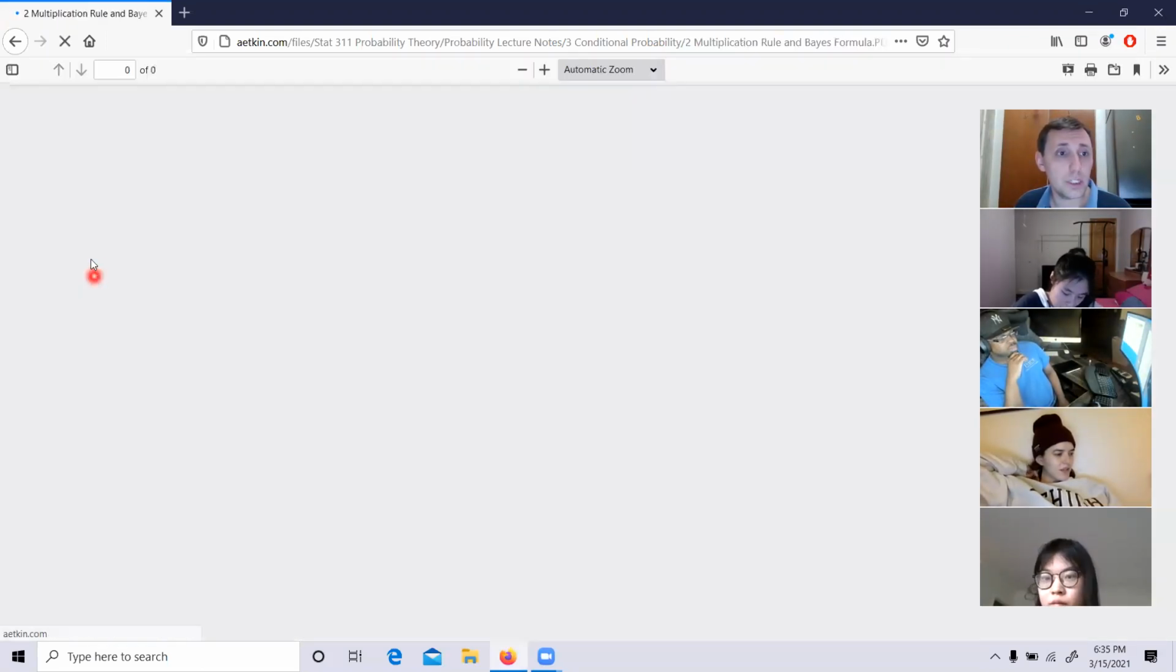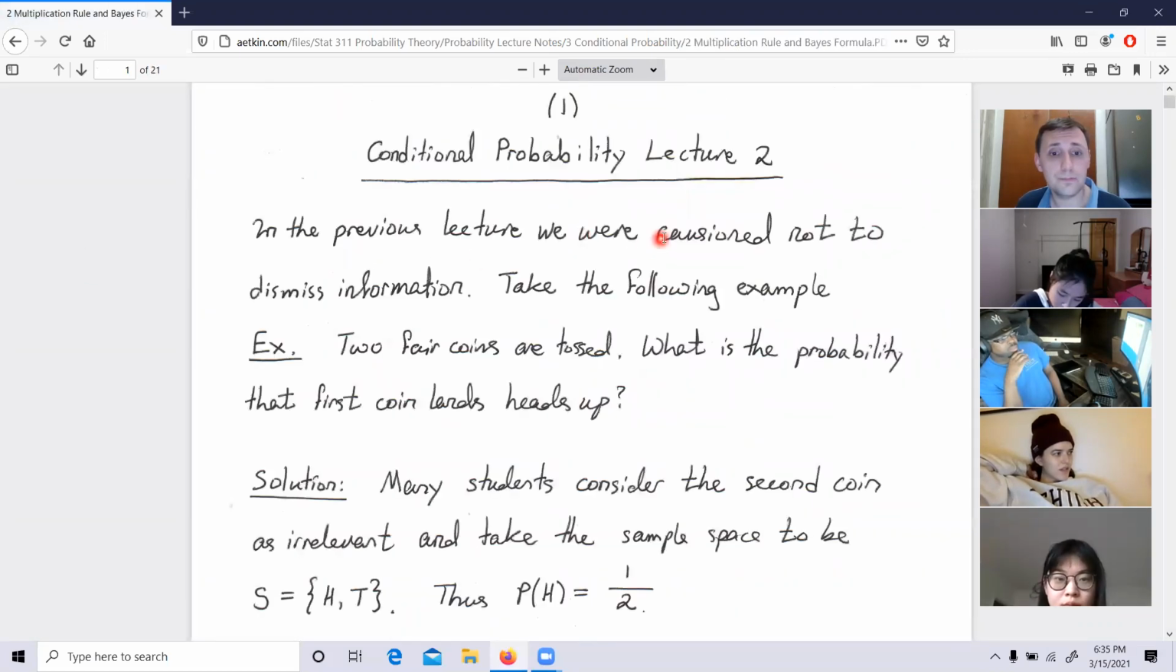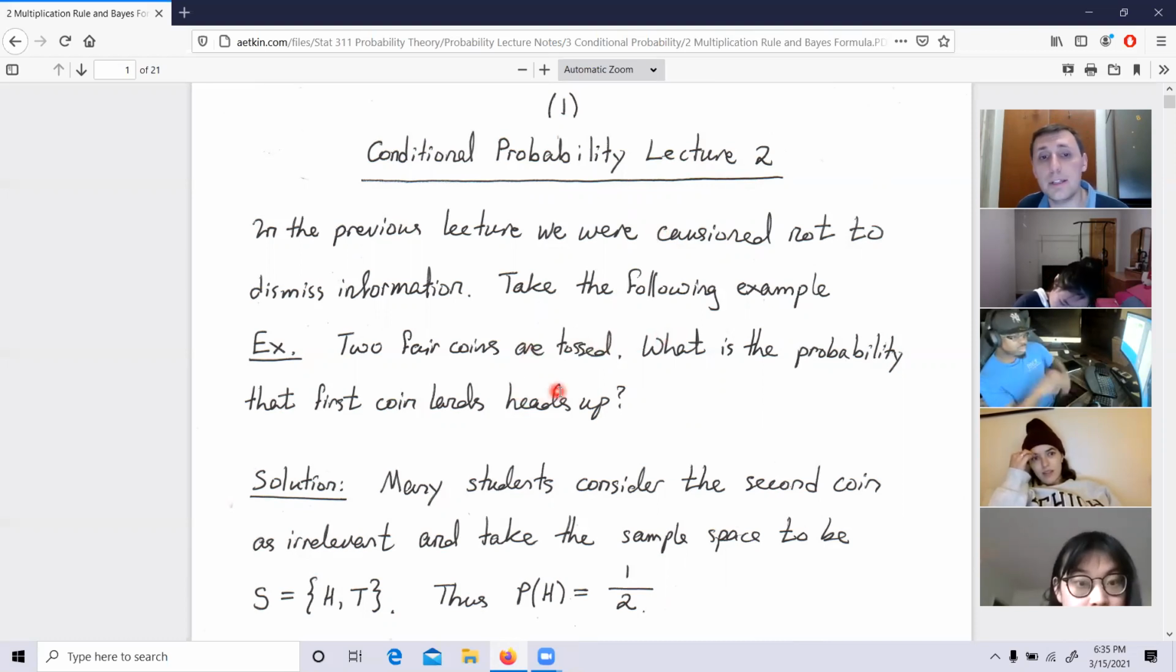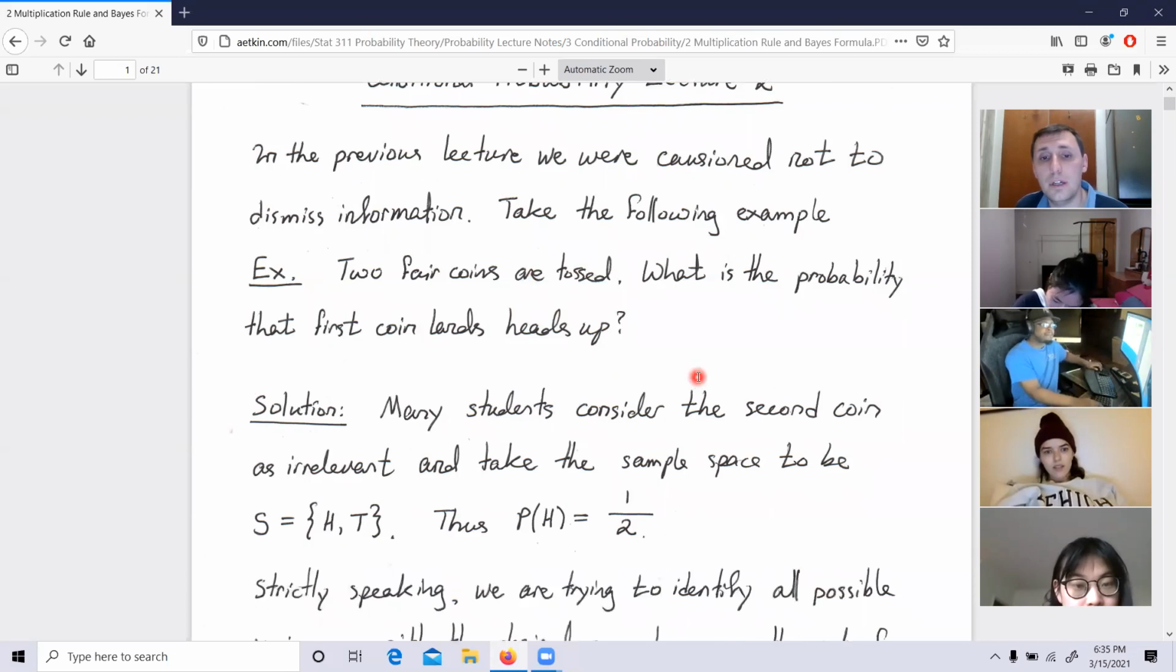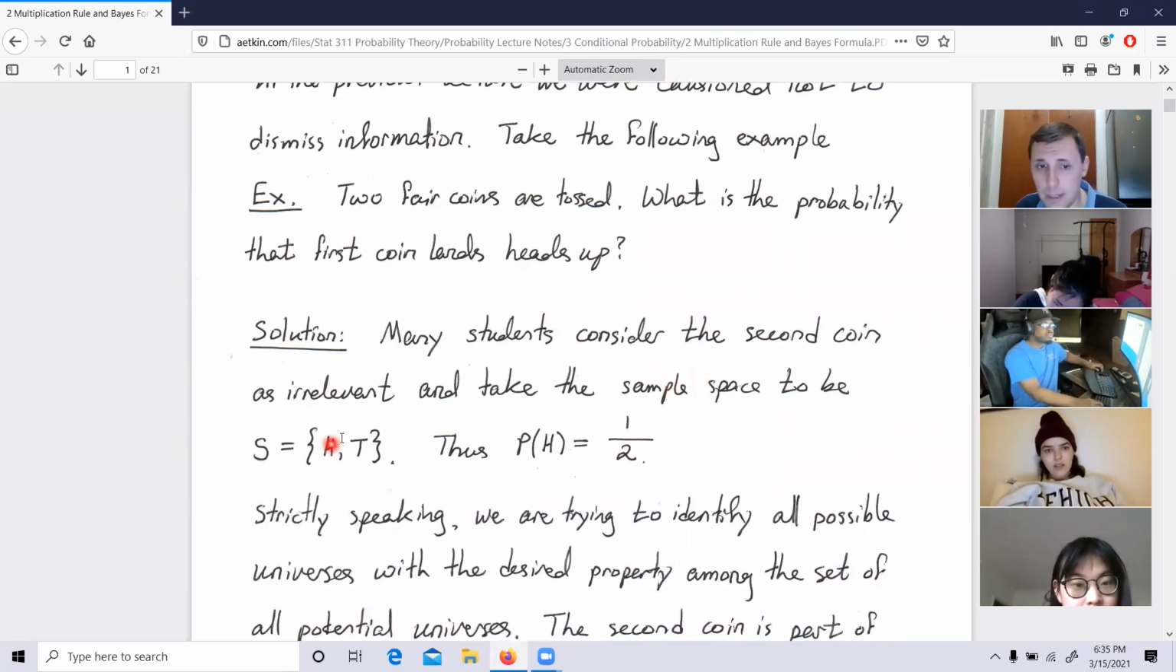All right, so here is the multiplication rule. All right, guys, so one is really easy. 2 fair coins are tossed. What's the probability that the first coin lands heads up? So again, what I try to say is many of you just ignore the first coin. Many of you just consider that the sample space is just second coin heads, second coin tails, and you can calculate the probability as 1/2.